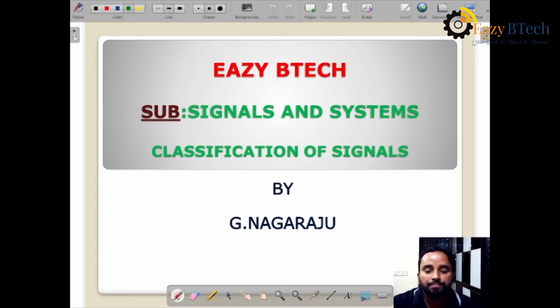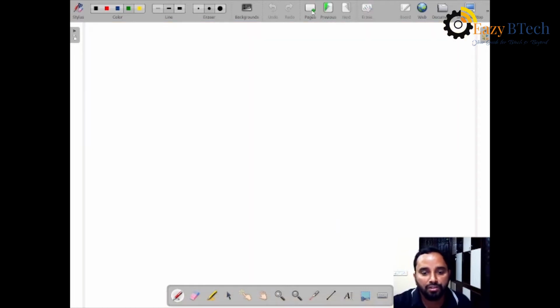Let's start our session, classification of signals. It is a very important topic. First we will write the classification list, then we will see them one by one.